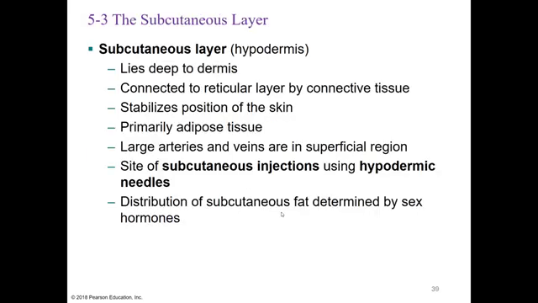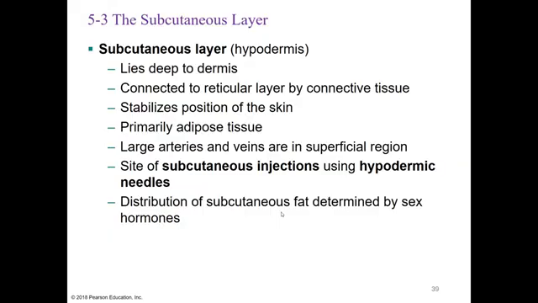So we move now into the subcutaneous layer, also known as the hypodermis. It's deep to the dermis and connected to the reticular layer by connective tissue. It helps to stabilize the position of the skin and is mostly fat or adipose tissue. There are large arteries and veins in it.